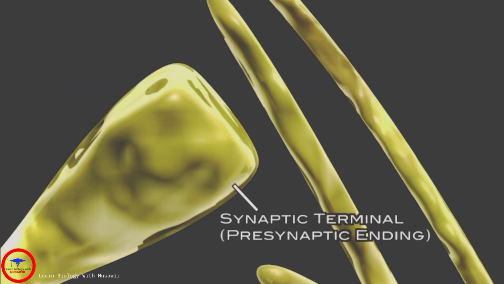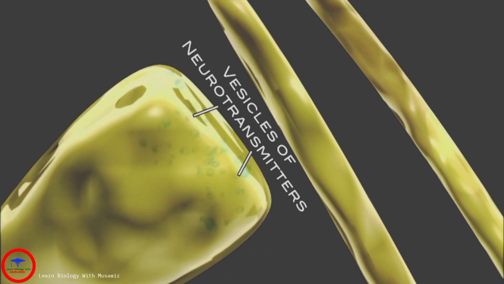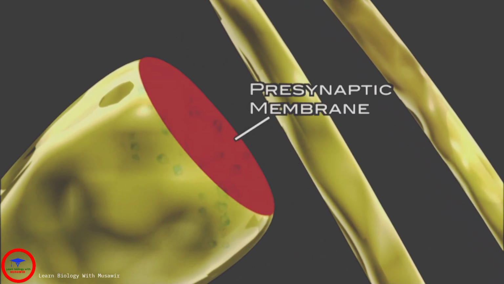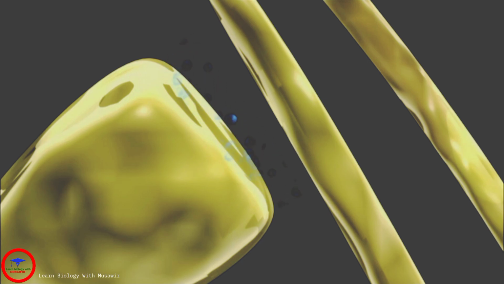At the synaptic terminal, or the presynaptic ending, the electrical impulse will trigger the migration of vesicles containing neurotransmitters towards the presynaptic membrane. The vesicle membrane will fuse with the presynaptic membrane, releasing the neurotransmitters into the space between the neurons, or what is called the synaptic cleft.